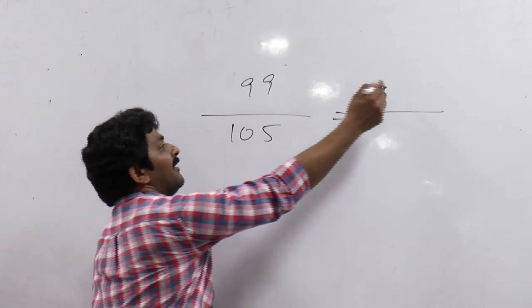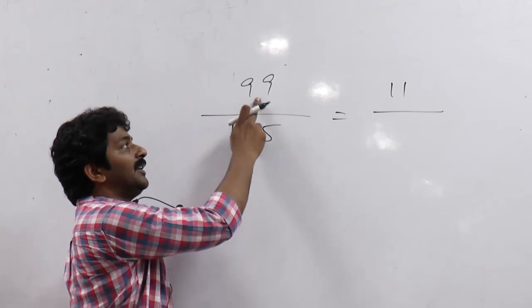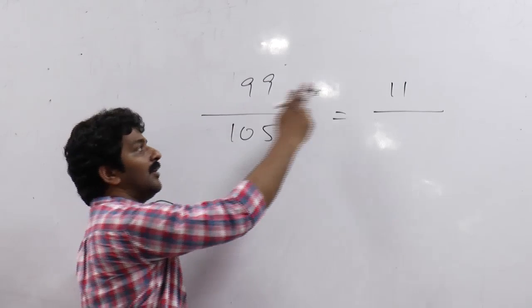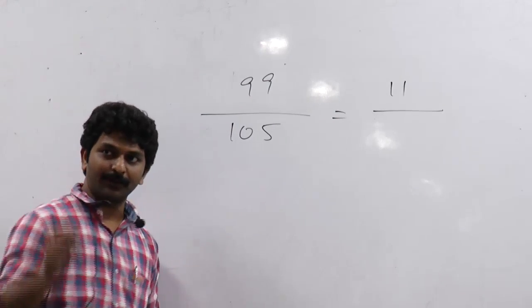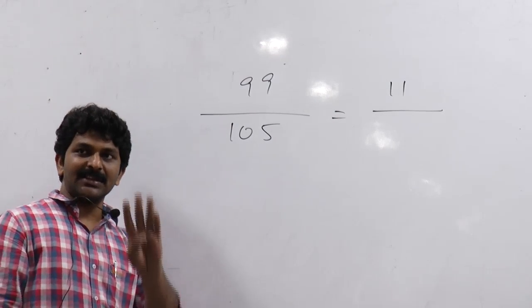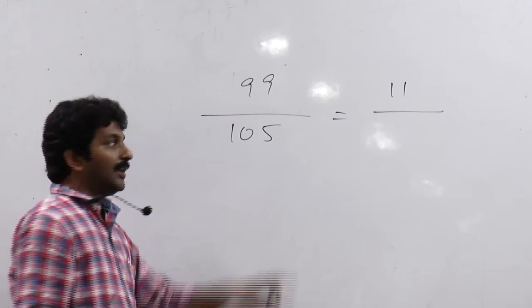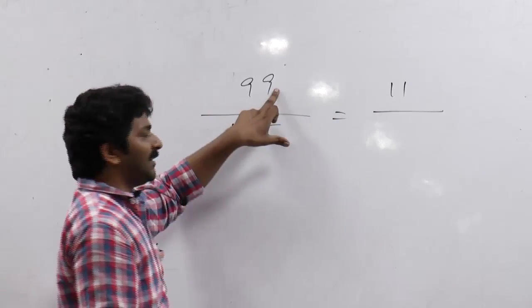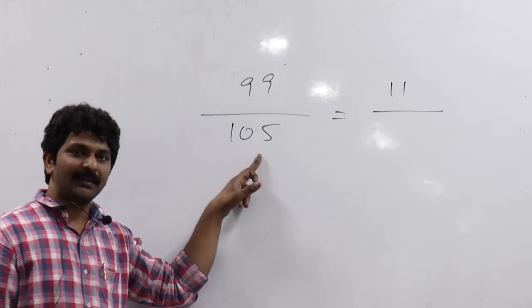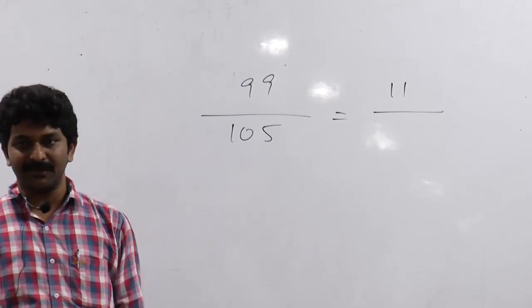If you want to write 11 here, you need to divide this number by 9. Then only you will get 11. Yes or no? I am looking at the 4th option. You know that the answer is either the 4th option or the 5th option. Is this number divisible by 9? The 4th option cannot be your answer. 5th option is the final answer.